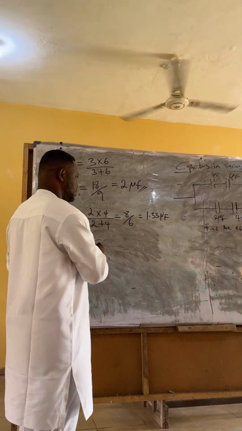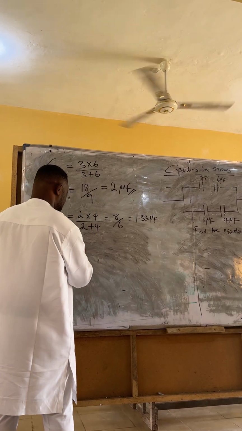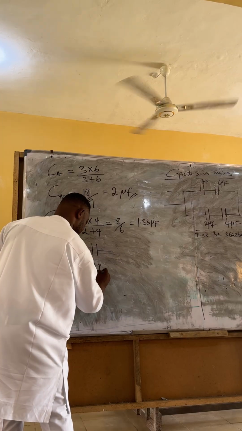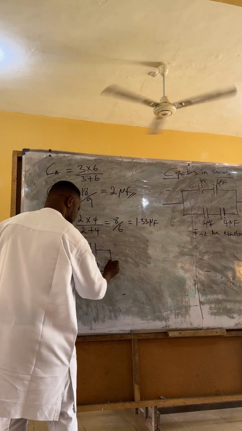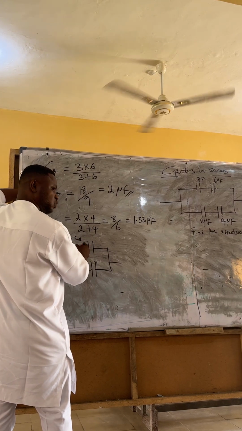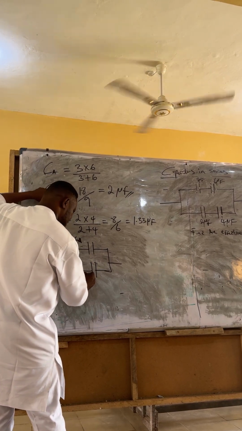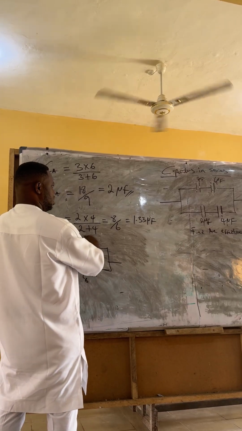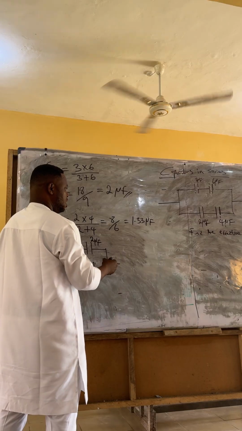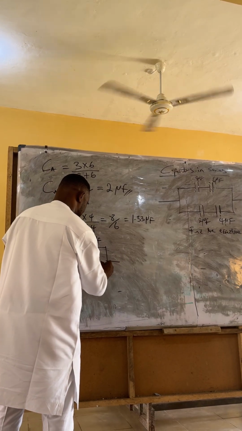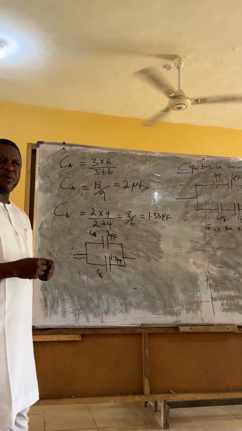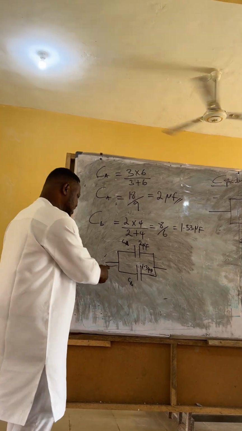Now see how the circuit will look. You are going to have this and this. This is the hand, this is the hand, this is now your CA, and this is your CB. What is CA? 2 microfarad. What's your CB? 1.33 microfarad. Now you ask yourself, these two, are they in series or in parallel? So what is now the effective capacitance?